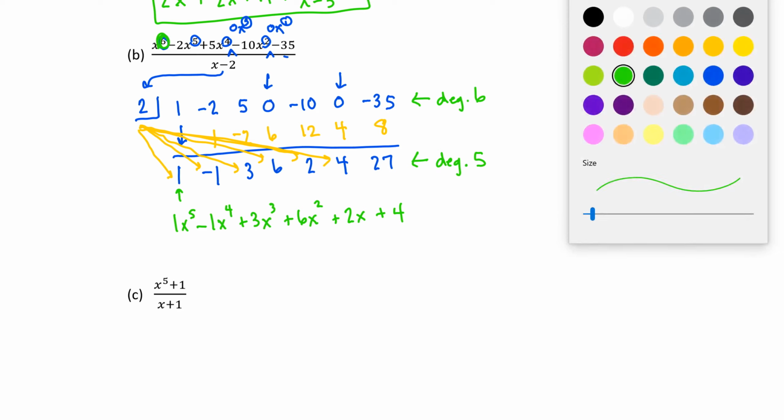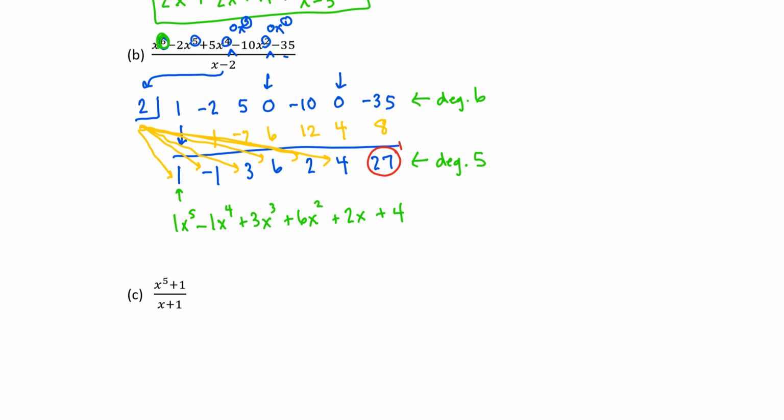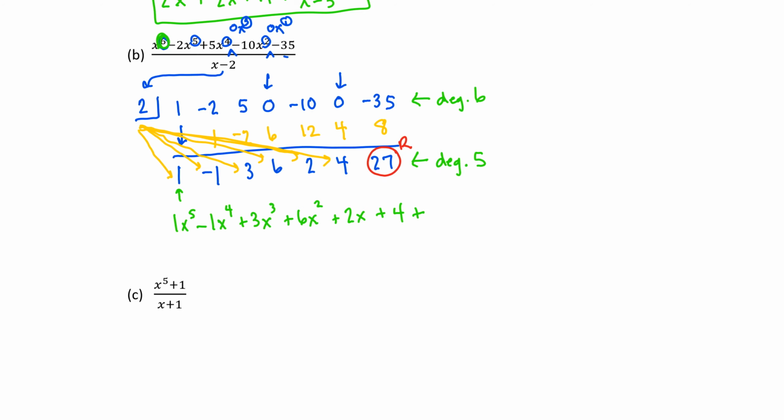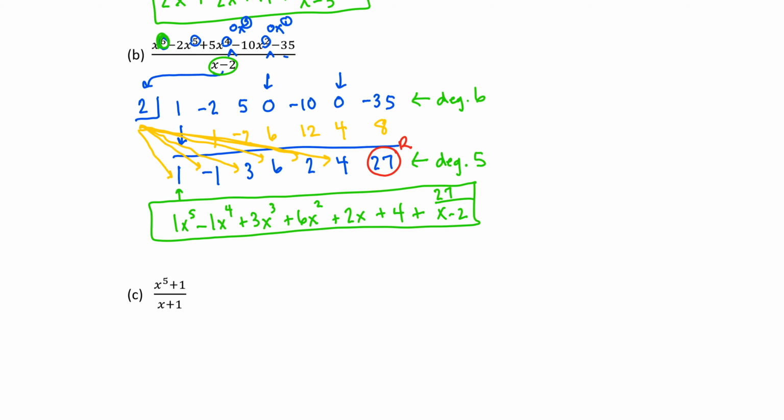Now remember, that last spot is always the remainder. So the proper way to express it, we're going to add the remainder over the original divisor, x minus 2. And that is the result of our polynomial long division. Now, it's simpler to write it without the coefficient 1. If they're there, it's not incorrect. It's usually just a little more readable without those values.